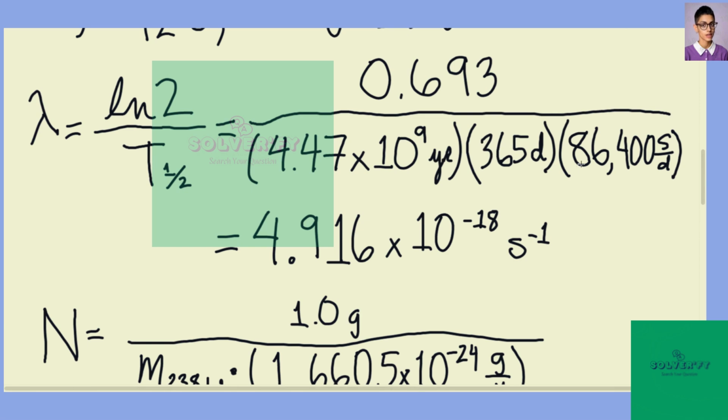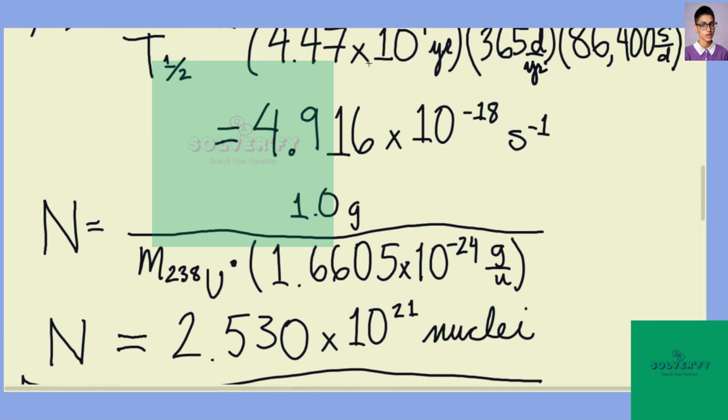So we're going to multiply our 86,400 seconds per day by 365 days per year. So we end up with a half-life in seconds, and a decay constant which has units of reciprocal seconds. That quantity works out to 4.916 times 10 to the negative 18 reciprocal seconds.